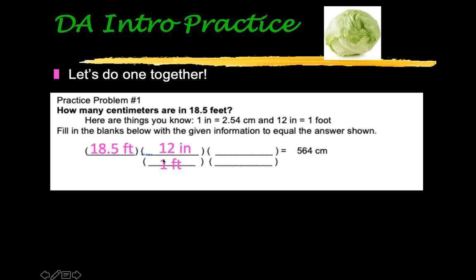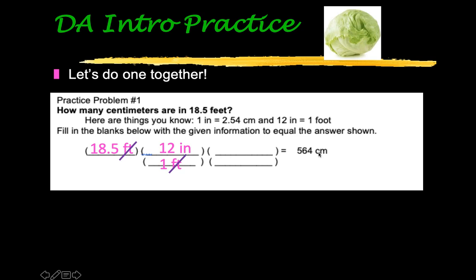But it does make sense if I say 1 foot equals 12 inches. And it doesn't matter which one's on the top or bottom because they're equal to each other. But I want feet on the bottom in this case because I want feet to cancel. When the same thing is on the top and the bottom, they divide out to 1. So it cancels. Well, now I'm at inches and the problem wants centimeters.